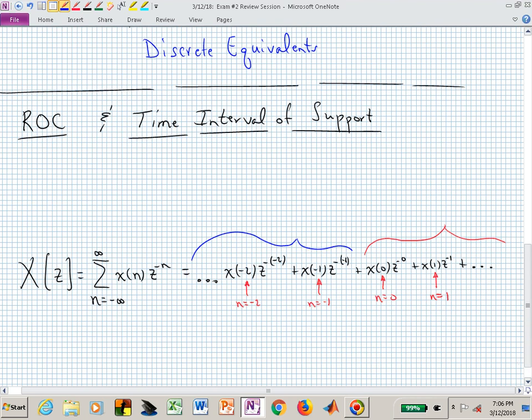This corresponds to n equal minus 1, n equal minus 2, n equal minus 3. We call those the non-causal.